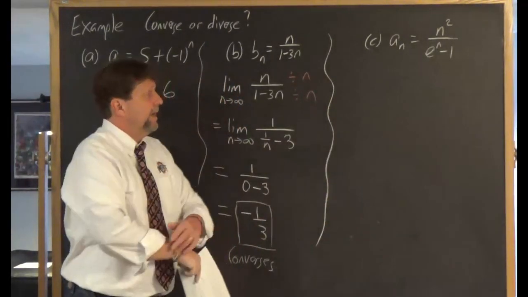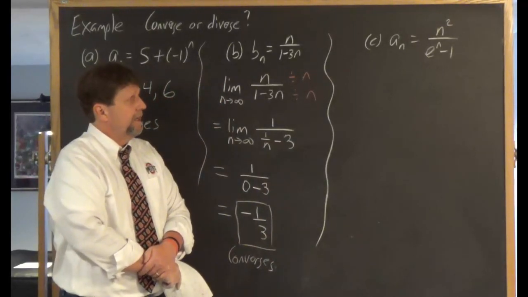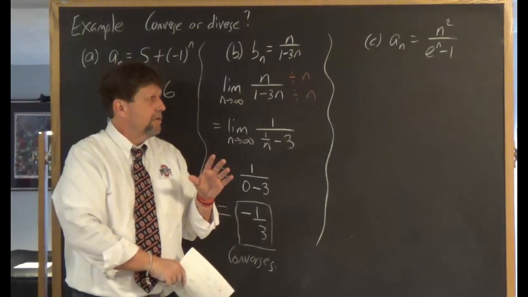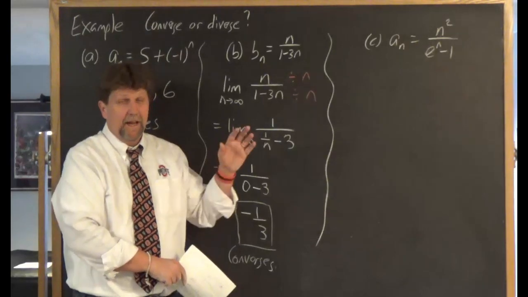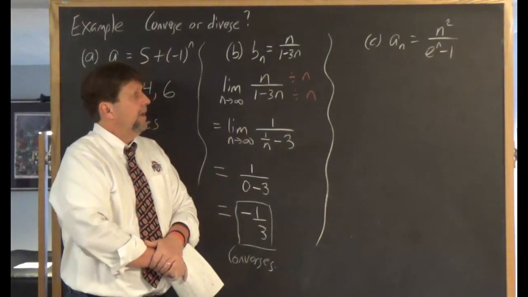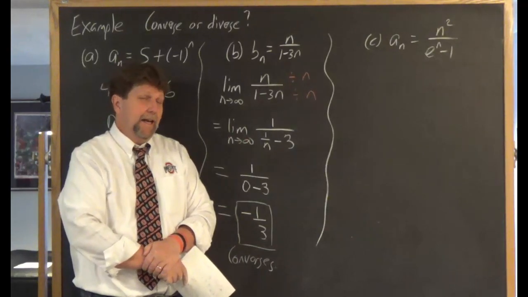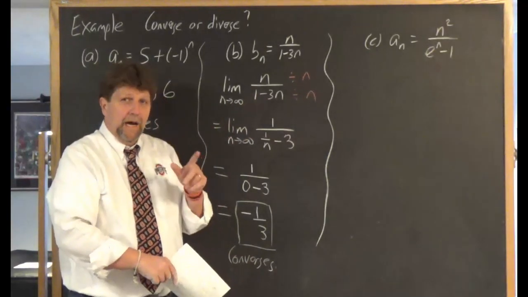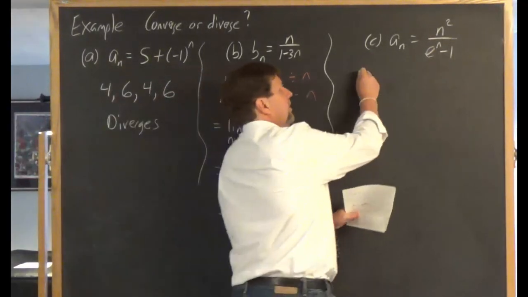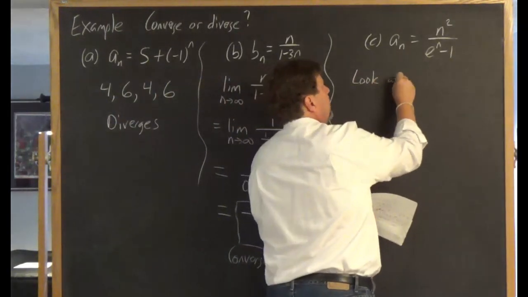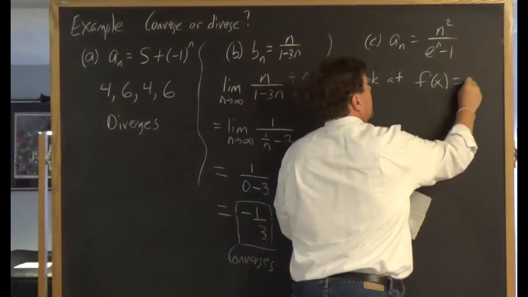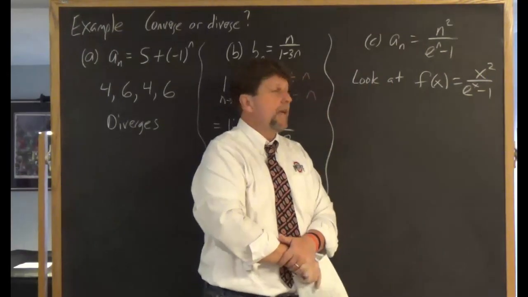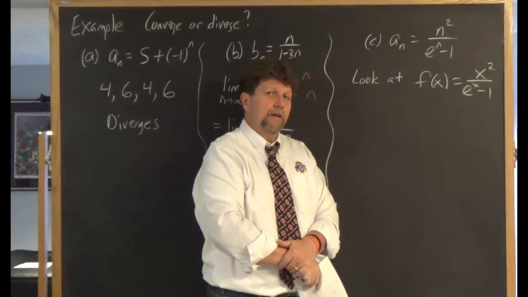All right, moving on to C. Sequence a sub n equals n squared over e to the n minus 1. I could start off listing some of the first few terms. I don't think it's going to really help me because I have that e in there. I don't have a really slick, neat algebra trick for part C like I showed you here in part B. But what if we look at the function of x, which is x squared over e to the x minus 1.